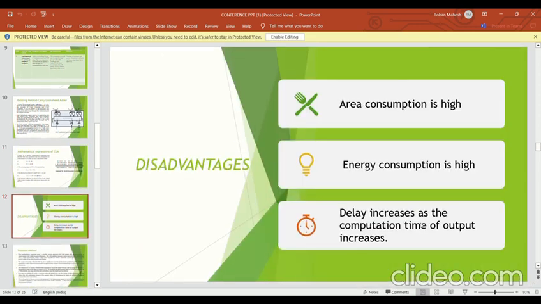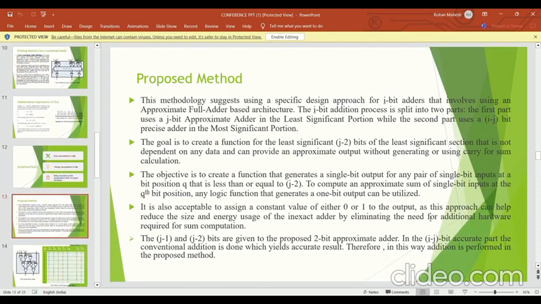So coming down to the disadvantages of the existing method, as I've already mentioned, we are going to be discussing area, power consumption, complexity, and delay. The area consumption is high, energy consumption is high, and delay increases as the computation time of the output increases. These are all the disadvantages present in the already existing carry lookahead adder.